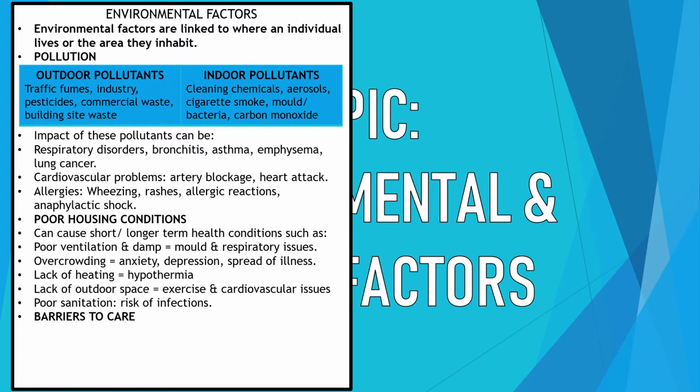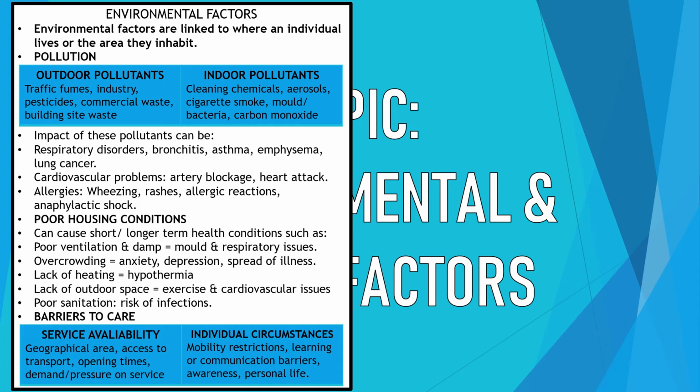And last but not least, for environmental issues, we have the barriers to care. So some barriers are linked to service availability. Where people live in location to geographical area, they may be far away from services or lack access to support. There may be no transport, and the opening times of services may not meet their needs. There could be high demand on a service during particular times like winter and flu epidemics, and that can put pressure on the service and mean that people can't get the services they need. Individual circumstances also have a role here, so mobility restrictions, learning or communication barriers, awareness of the availability of help, and also personal life issues like providing care and work can also provide a barrier to care.